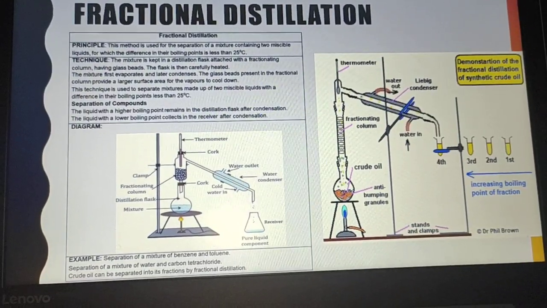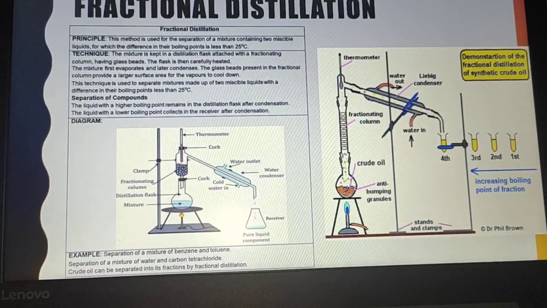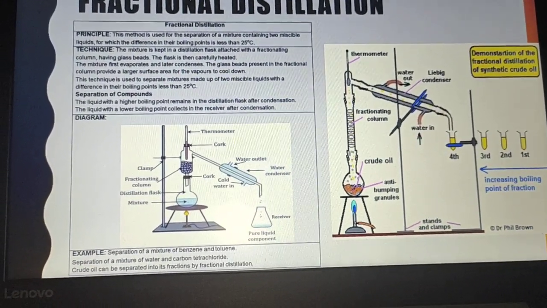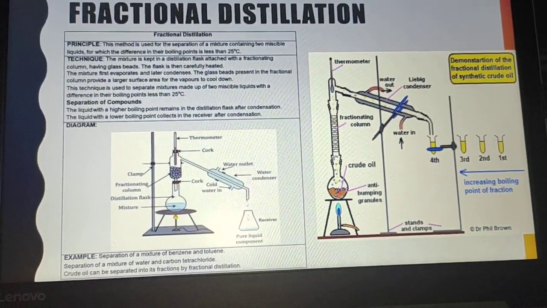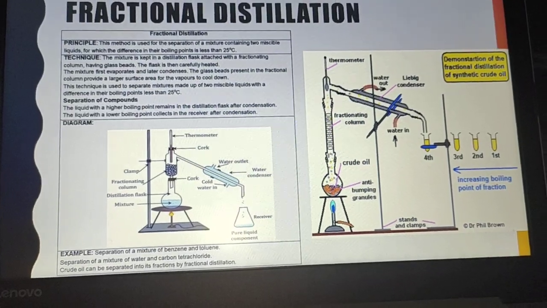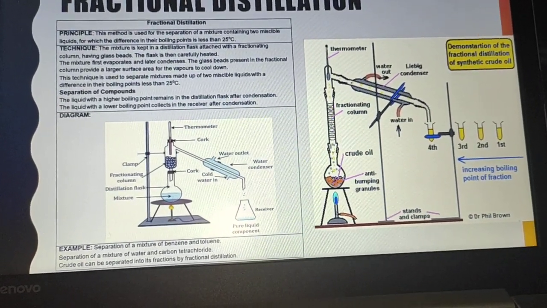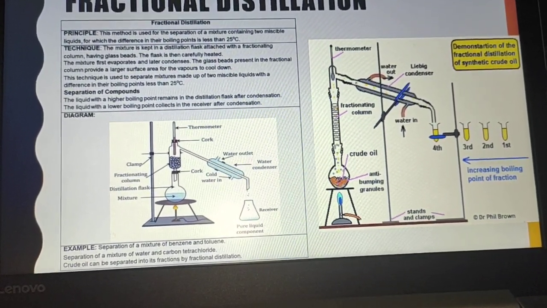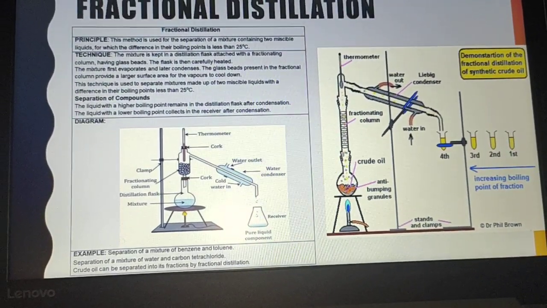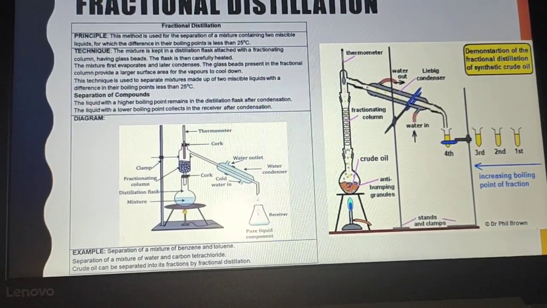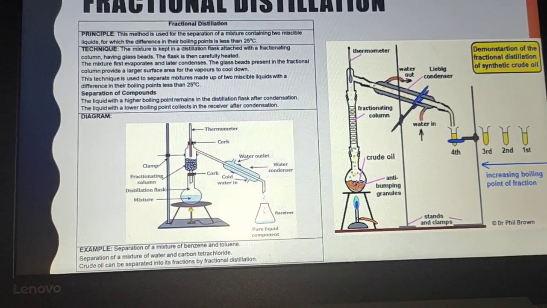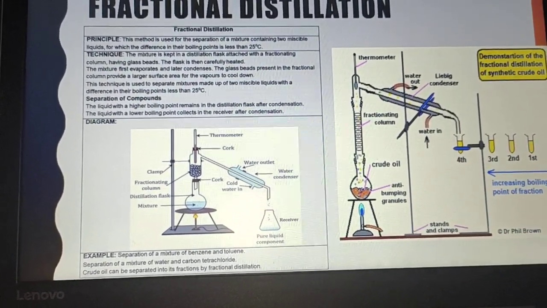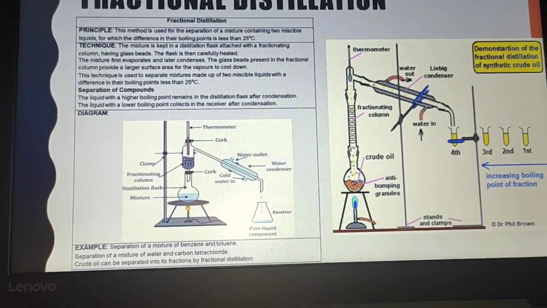So here is a technique that is particularly used for a column and boiling points less than 25 degrees Celsius. That's why it has the name fractional distillation. Separation of components: the liquids with a higher boiling point remain in the distillation flask after condensation, and the liquid with a lower boiling point collects in the receiver after condensation. So this is the main aspect and conclusion of the technique.